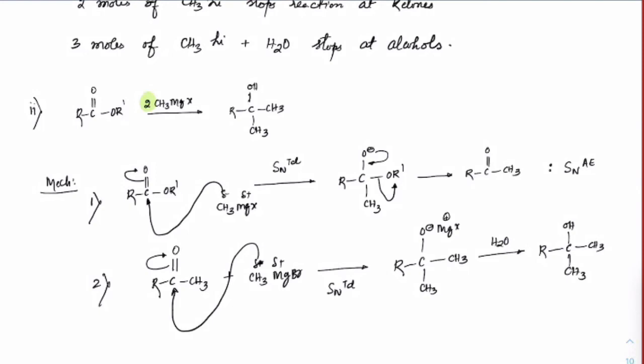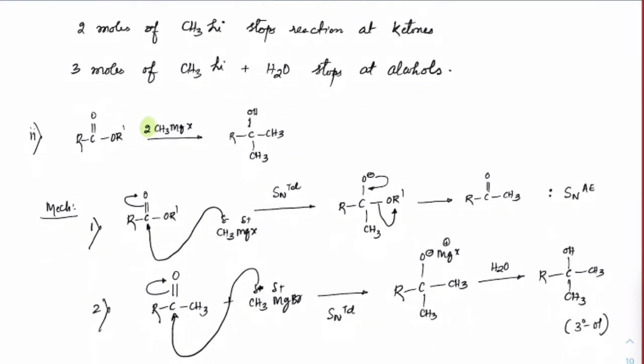So you could see minimum 2 moles are required for esters to convert into alcohols. And the alcohols usually you will get are tertiary alcohols. Make a note of it. By the way, there is one more alcohol present.